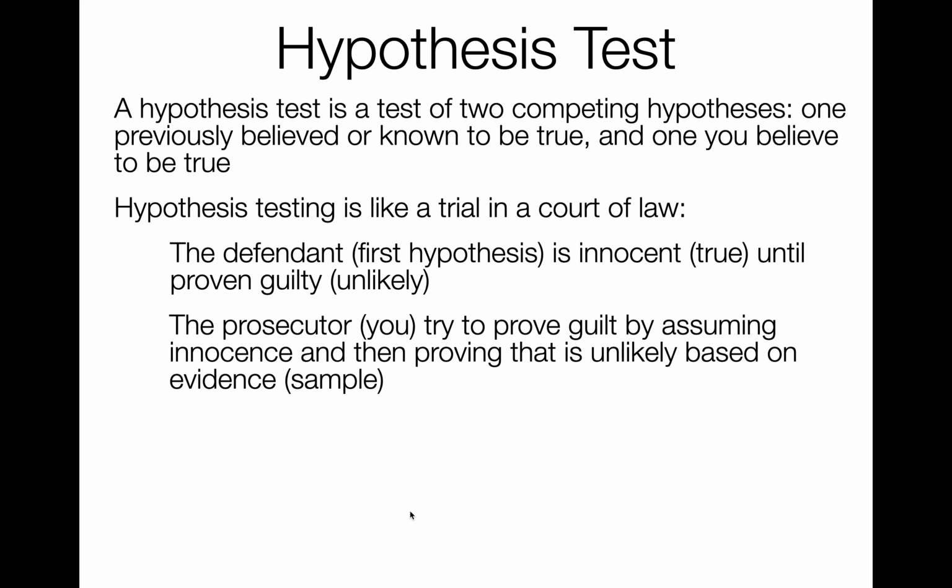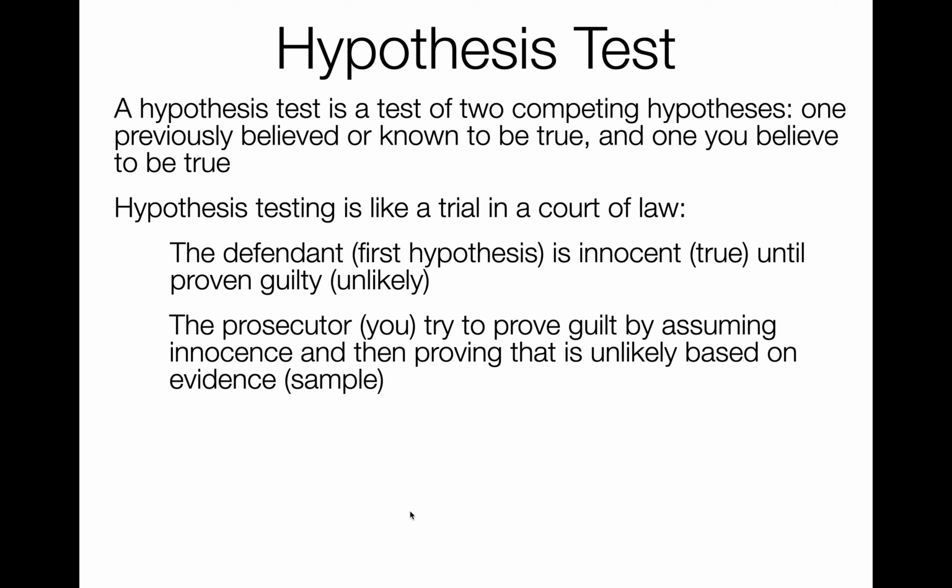All right. You are sort of the prosecutor in this situation, and you're trying to prove guilt. What you do is you assume innocence, and then prove that it's unlikely based on some evidence. The evidence that you are basing it on is the sample that you take. So what you'll say is, all right, I'll assume that hypothesis is true, and then I'll look at my sample and say that there's no way that this came from that first hypothesis.